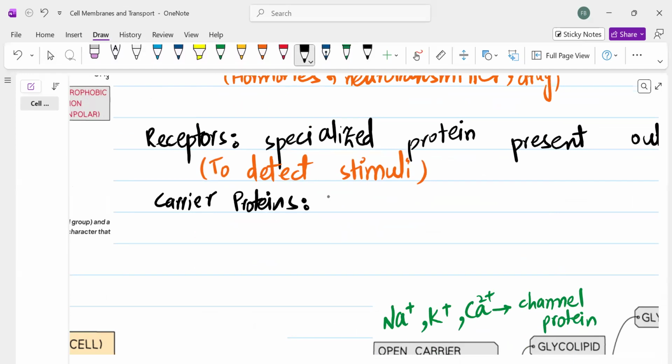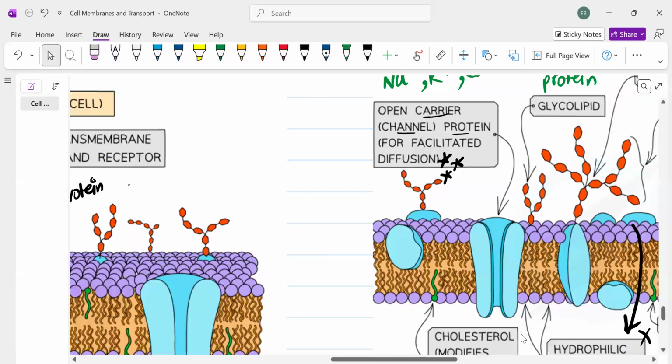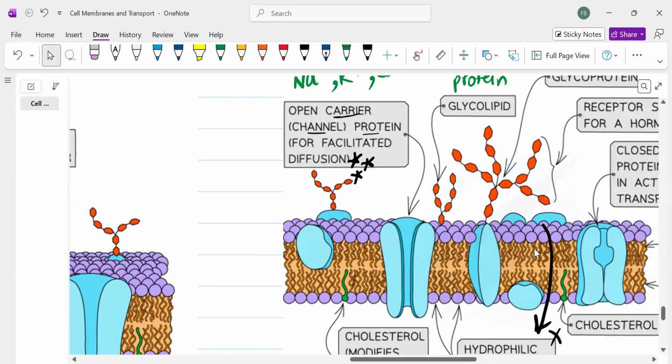When we talk about these, for example, there is a glucose molecule, and that glucose molecule has to pass through it. It cannot directly enter. Why? Because the glucose molecule is a large molecule. It cannot directly cross the cell membrane. So it will pass through this.